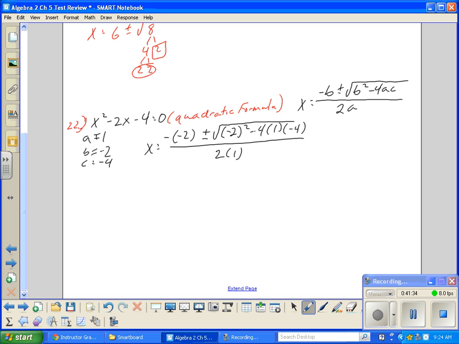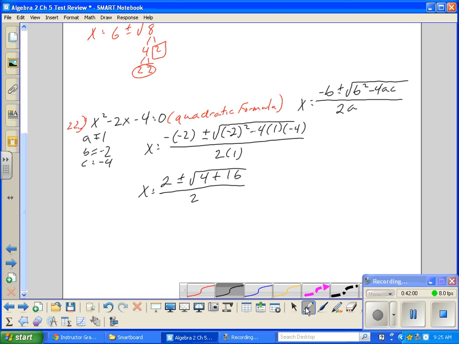And now it's just a matter of simplifying all that. So x equals negative 2 is going to be positive 2, plus or minus the square root. Negative 2 squared is 4, minus 4 times 1 is negative 4 times negative 4, which is positive 16, over 2 times 1, which is 2. So that's 2 plus or minus the square root of 20 over 2, which is just about it.